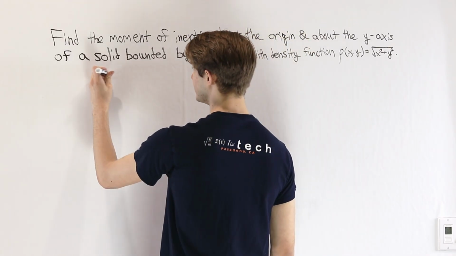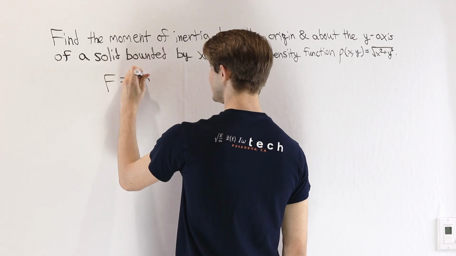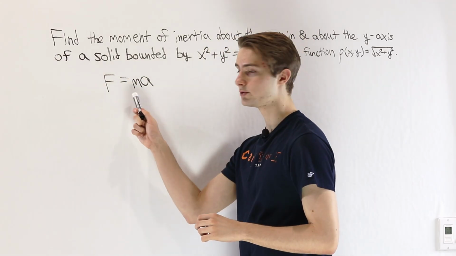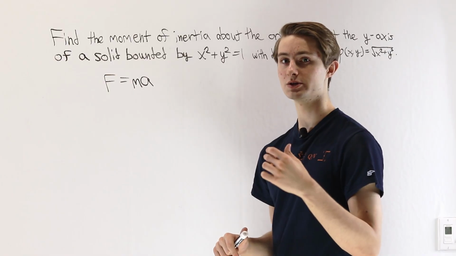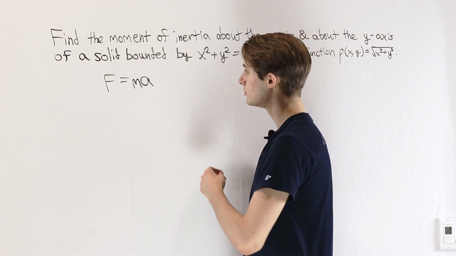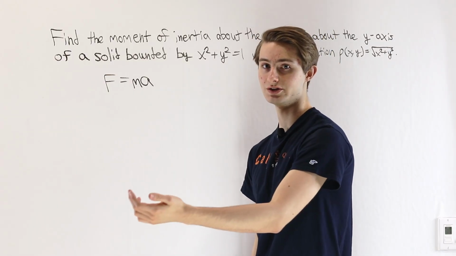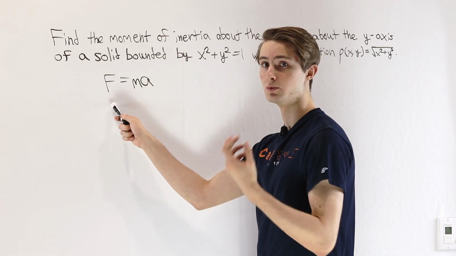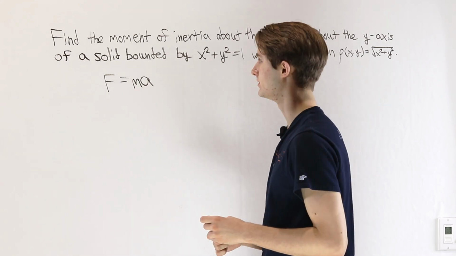When we talk about linear motion, one of the ways that we describe mass is with the expression force equals mass times acceleration, which essentially says that for a particular acceleration to be achieved, the more mass an object has, the more force is required to accelerate it.